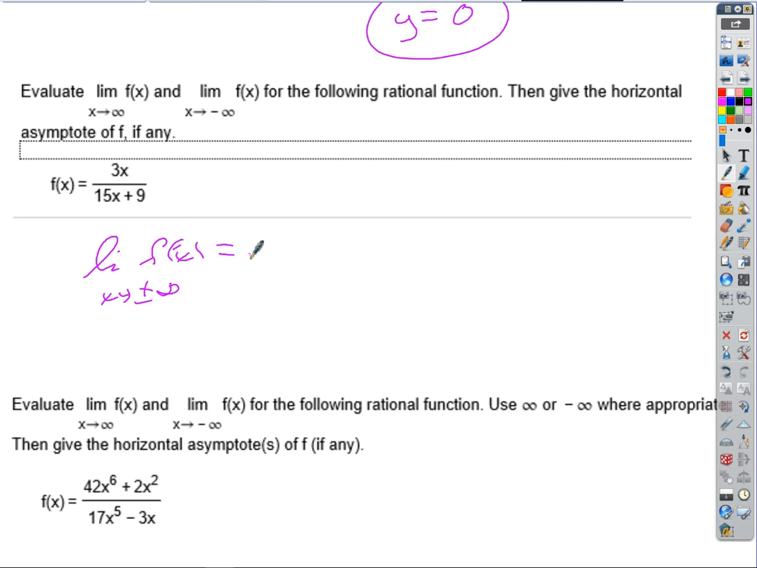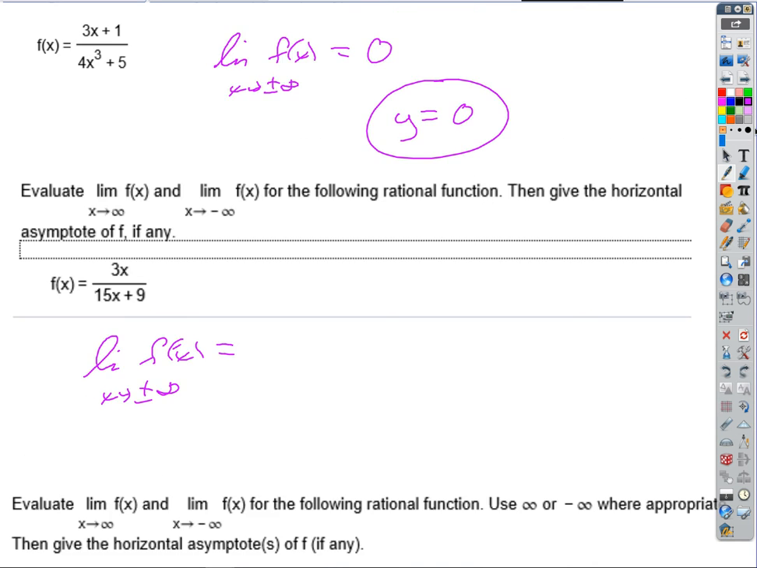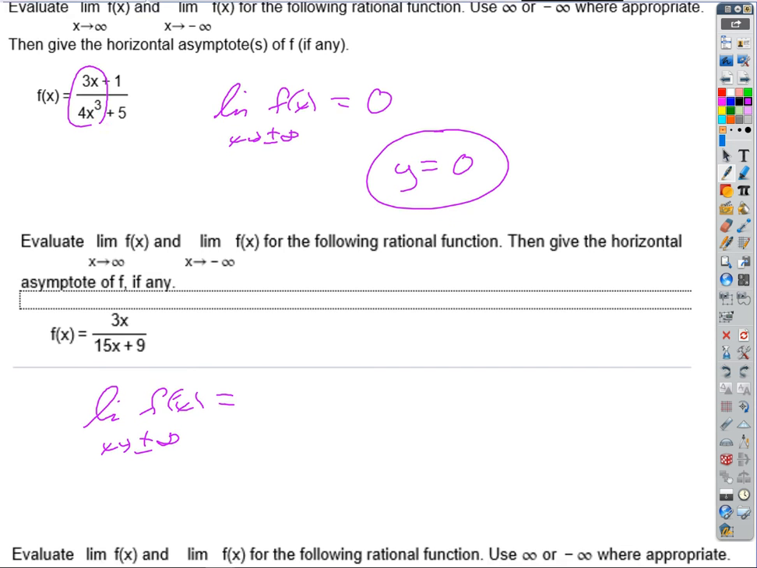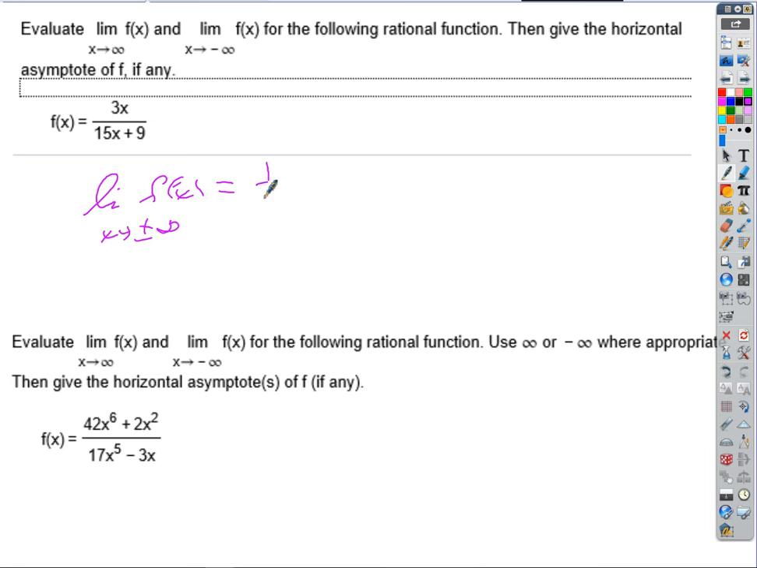1/5. What's our rule? If we're taking a limit at infinity, we just look at the ratio of the leading terms, right? If we have the same powers of x in both. And really, that's what we did up here too. But this time, the limit of the ratio of the leading terms, the bottom was more powerful than the top, so it went to 0. Here, it goes to 3/5, or 3/15, which is 1/5. And so obviously, what's the horizontal asymptote then? Bottom one.